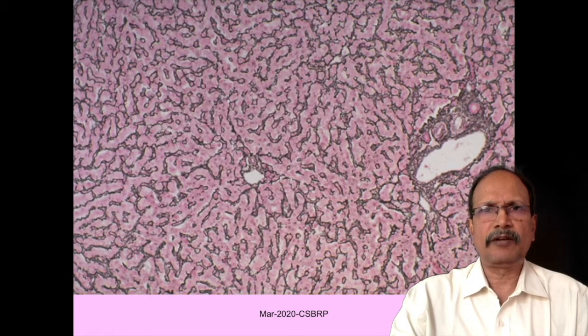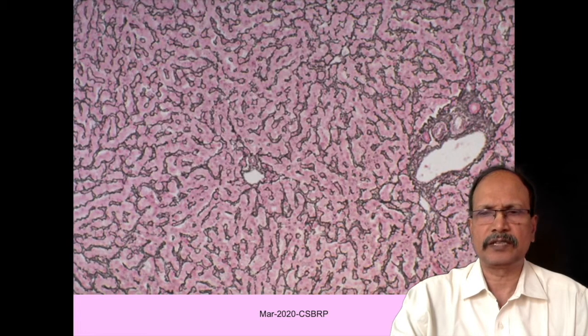And hepatic cords and liver substance are supported by a reticulin framework or collagen framework, and this image highlights such a reticulin framework. This is a special stain involving silver impregnation, and you can see that reticulin fibers are stained darkly.